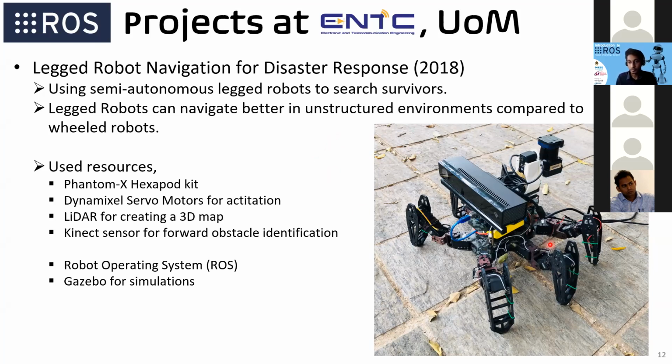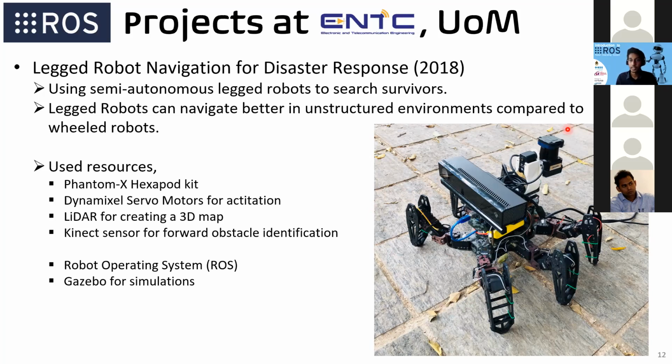So this project is a legged robotic project, and it is done with the primary objective of assisting human operators in a disaster response scenario. Legged robots are very useful compared to wheeled robots because they can navigate in very unstructured environments. In this robot, you can see that there are 6 legs, and for each joint there is an actuator control.